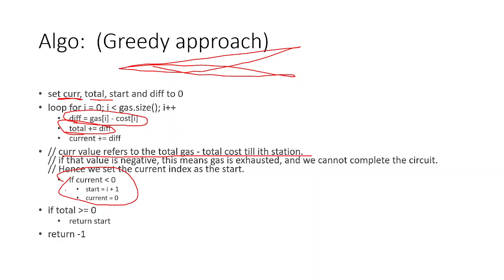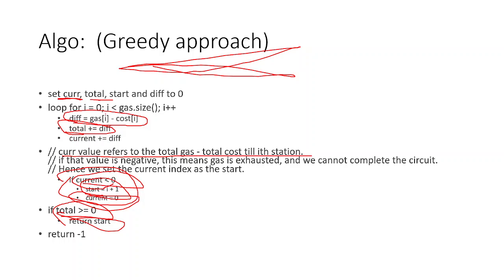So we check whether the current is less than 0 or not. If it is, then we change the starting point. We go to the next starting point and set the current as 0. This is the common one. So after this loop we just check if total is greater than or equal to 0. If that is true, then we return start. That's it, because we got something which is greater than or equal to 0, right?